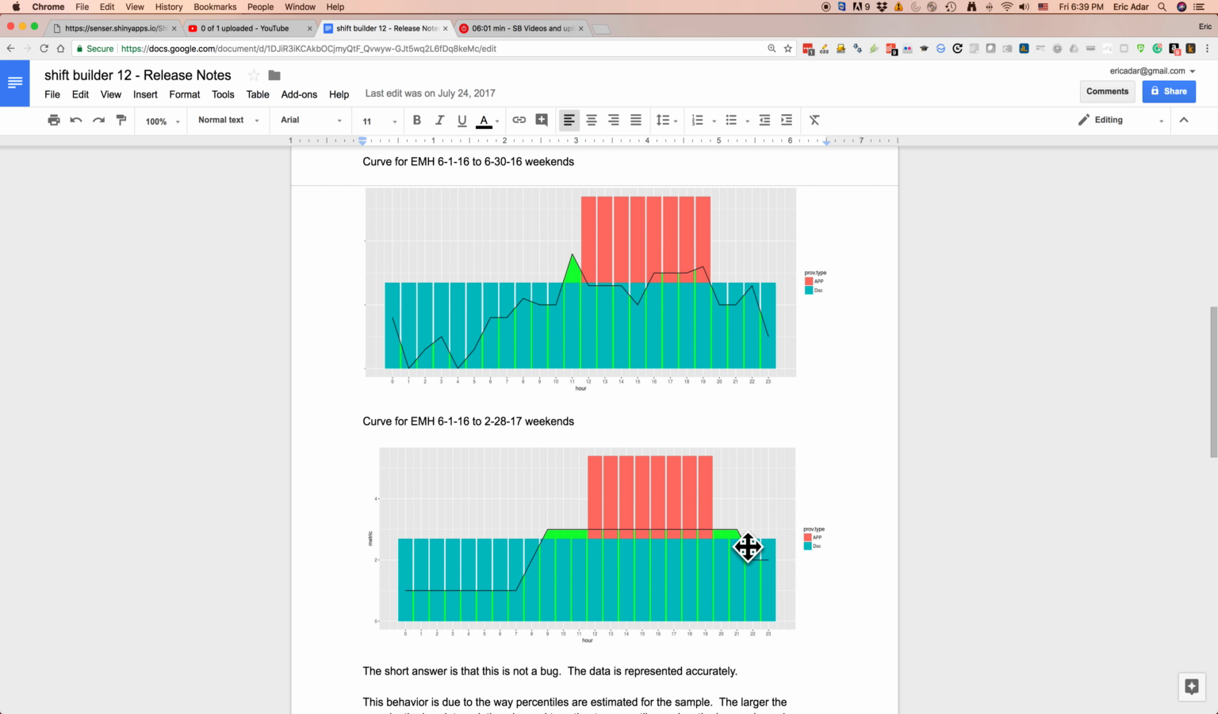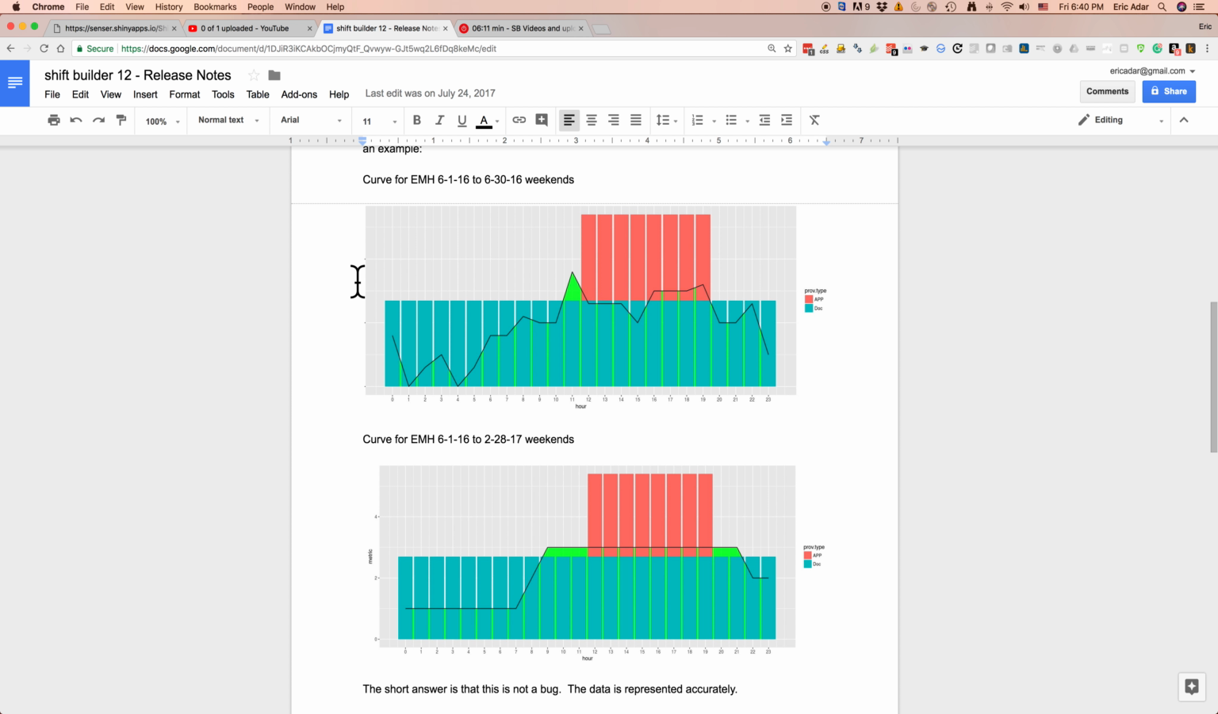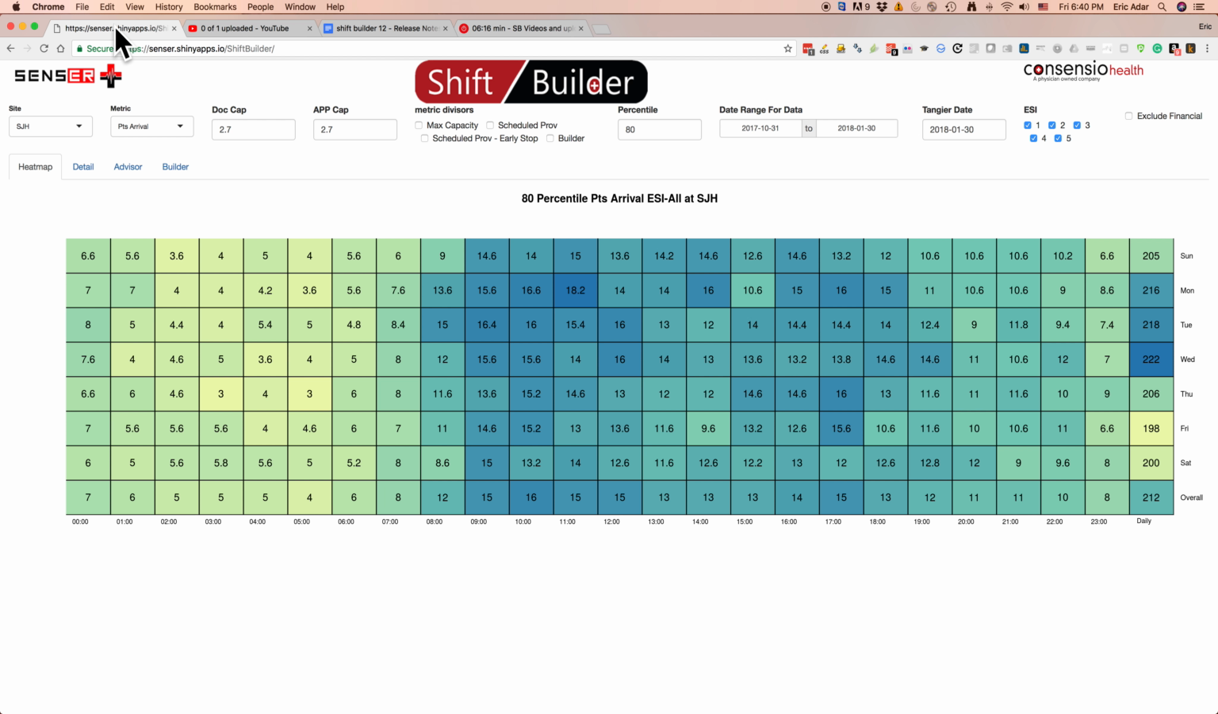And I want to try to explain to you why this is not a bug. I wrote this out in an email that I never quite sent out, but maybe I can explain it in the video. Going back to Sensor and this initial screen, you see here that most of the numbers are fractional. For example, Tuesday at 11 a.m. at St. Joseph's Hospital sees 15.4 patients at the 80th percentile. But what does that really mean? We don't see fractional patients coming in an hour.